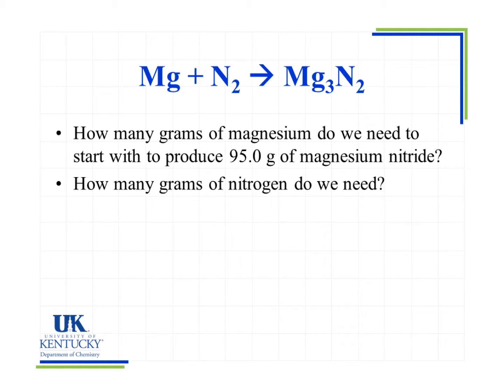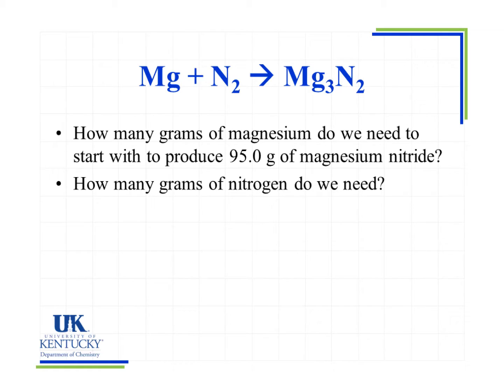Well, the first thing I notice when I look at this problem is that there are no coefficients in my equation, and that's usually a really good sign that I at least need to check to make sure I have a balanced equation. And what I see is that my nitrogens are balanced because I have 2 on either side, but my magnesiums are not.